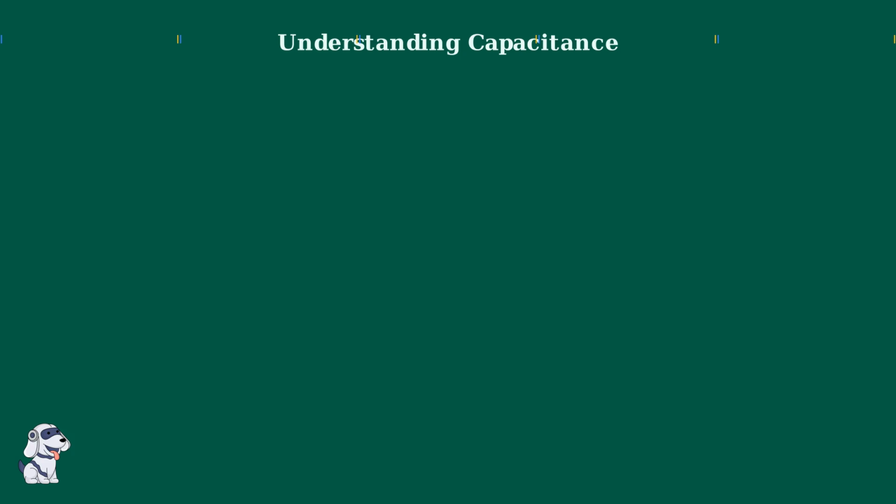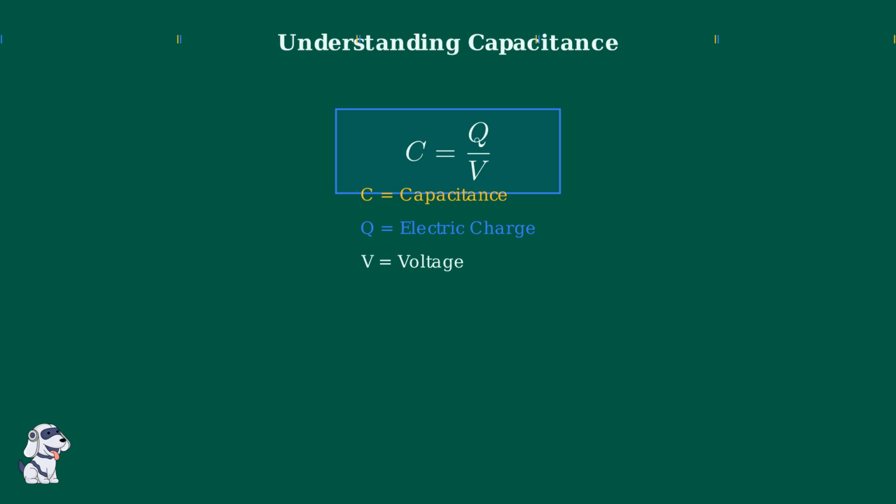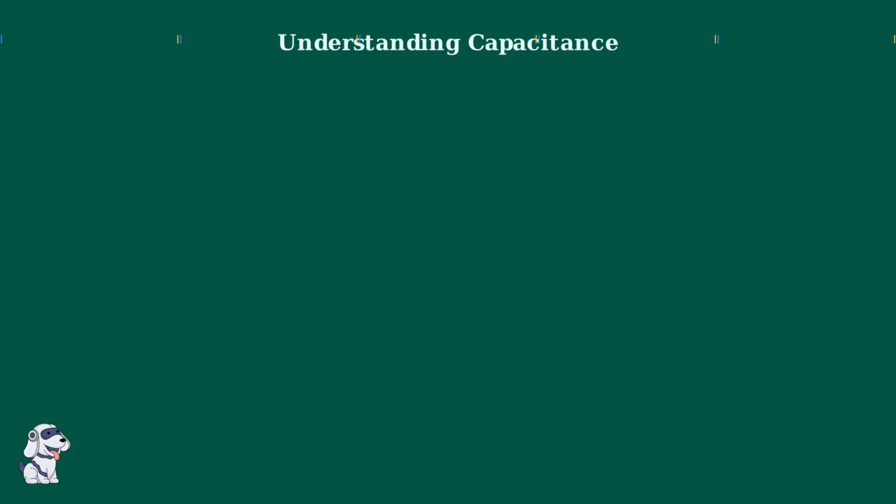The capacitance value is calculated using a simple but powerful formula that relates charge, voltage, and capacitance. The formula C equals Q divided by V shows that capacitance is the ratio of stored charge to applied voltage. This relationship is fundamental to understanding how capacitors behave in circuits. Capacitance is measured in farads, but practical capacitors typically use much smaller units like microfarads, nanofarads, and picofarads.